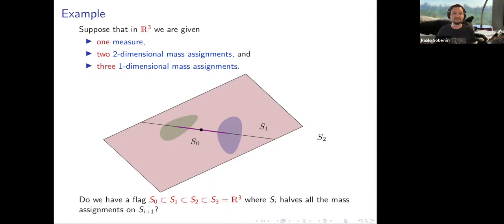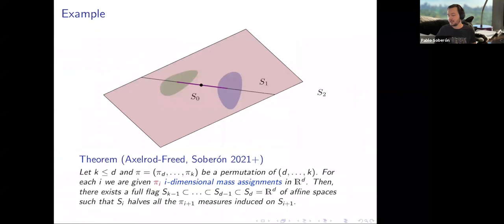This is the big result we got: if you give me a permutation π of the numbers from d down to k, and I give you this many measures, π_d of d-dimensional measures, π_{d-1} of (d-1)-dimensional measures, and so on until π_k of k-dimensional mass assignments, so this permutation tells me how many mass assignments I get of each dimension, then we can get exactly the same thing as before. We can get a flag of subspaces so that each of them halves all the mass assignments on the next subspace. This is what we nicknamed the fairy bread sandwich theorem.